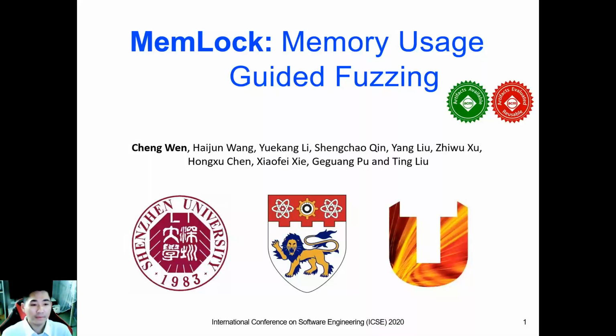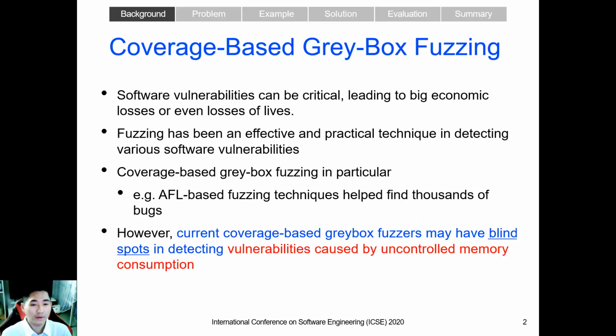Hello everyone. Today I will be talking about MemLock, a memory usage guided fuzzing technique that specializes in finding software vulnerabilities caused by uncontrolled memory consumption. Coverage-based gray box fuzzing is an effective and practical technique in detecting software vulnerabilities, such as AFL-based fuzzing techniques have been used to find thousands of bugs.